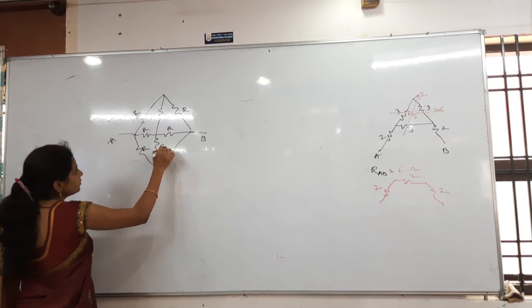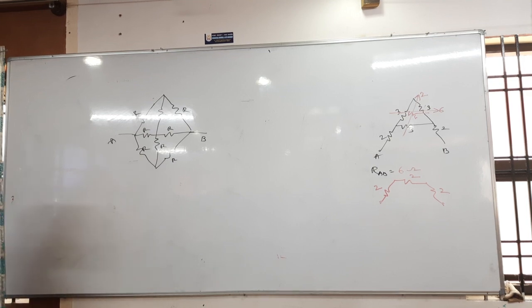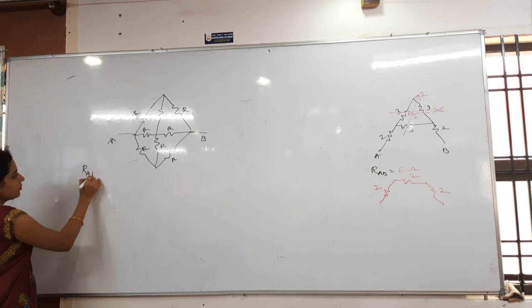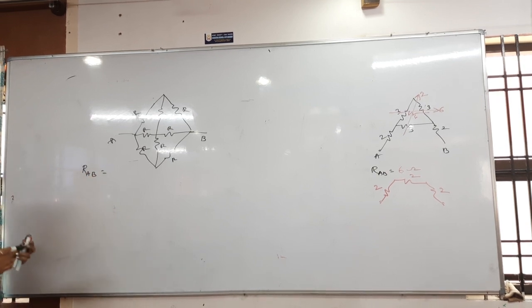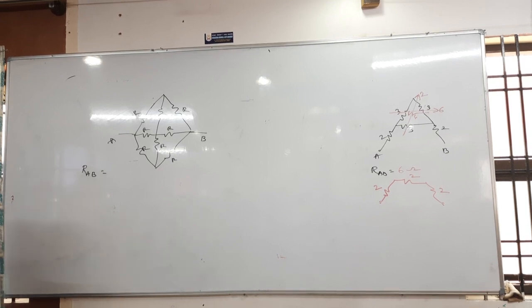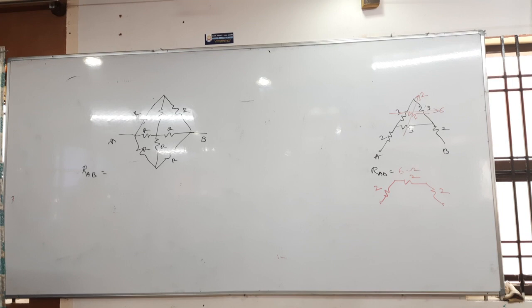What is the answer? How to get the answer for this? From where you have to close the circuit? From where you have to solve? What is the answer? R? No? Wrong? Yes, very good. 2R by 3 is the correct answer.